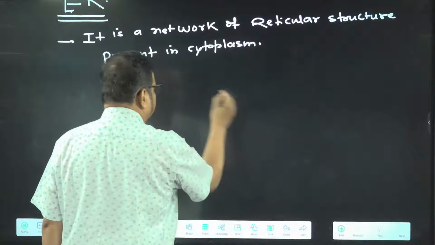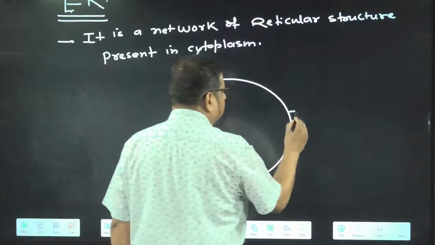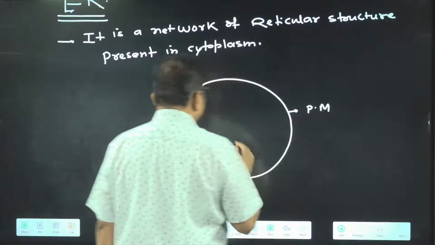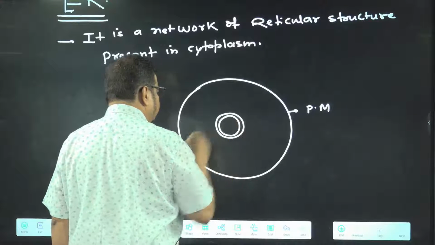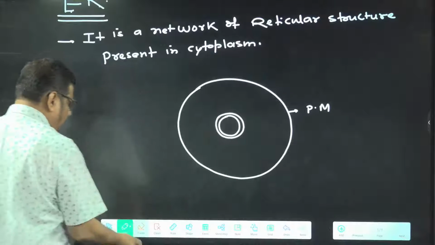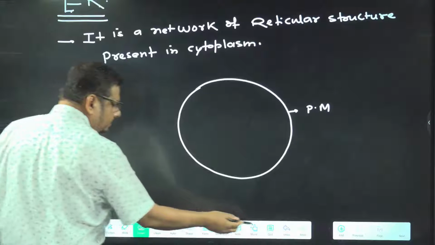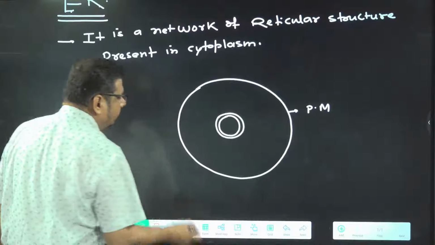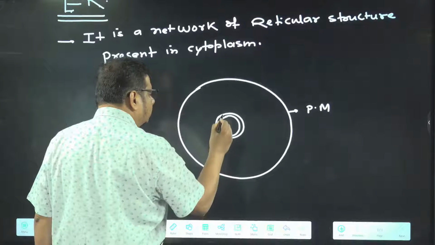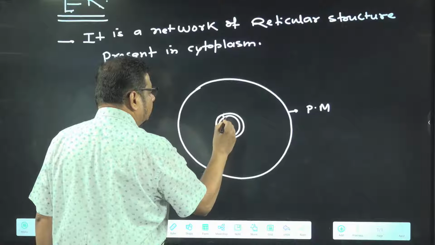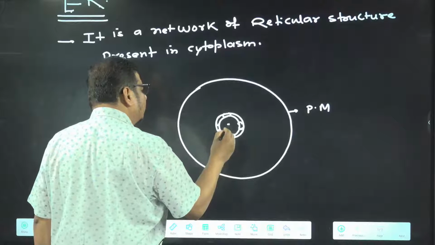Let me draw a somewhat bigger diagram. Suppose that this is a cell. So this one is the plasma membrane. And here is the nucleus, a double membrane bounded structure, and you know the nuclear membrane. This nuclear membrane is discontinuous at places, and that is the reason nuclear pores are there. So this is the nucleus.